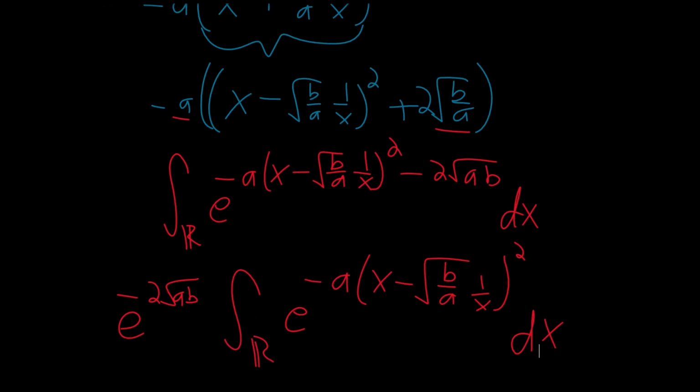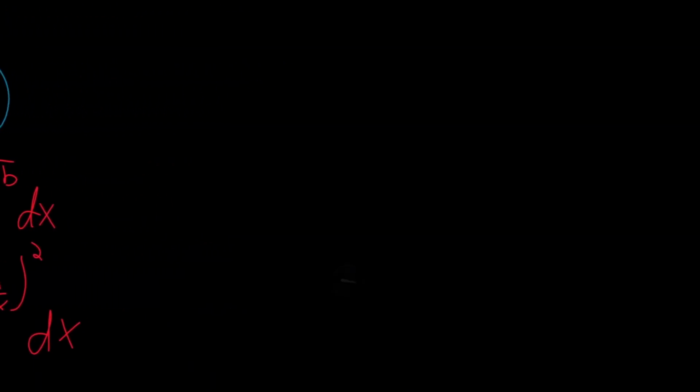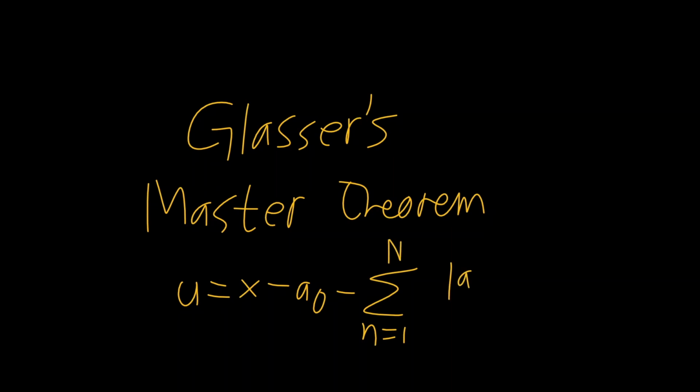And now is the part of the video where we pull out the theorem. Scrolling on to the right, what we have is something called Glasser's master theorem. What this theorem states is that if we do some substitution, u is equal to x minus some a naught, minus a sum of a collection of 1 over x sort of terms, from n equals 1 to big N, some number of terms, absolute value of a_n divided by x minus b_n.